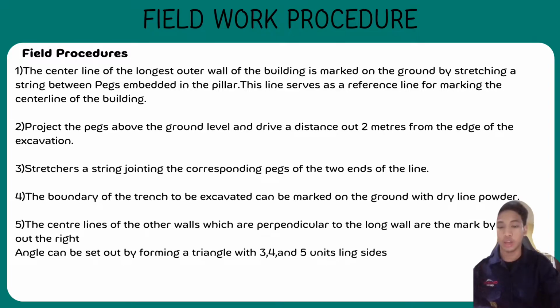Number 4 is the boundary of the trench to be excavated can be marked on the ground with dry lime powder. Number 5 is the center line of the other walls which are perpendicular to the long wall. The mark by setting out the right angle can be set out by forming a triangle with 3, 4 and 5 unit line sides.